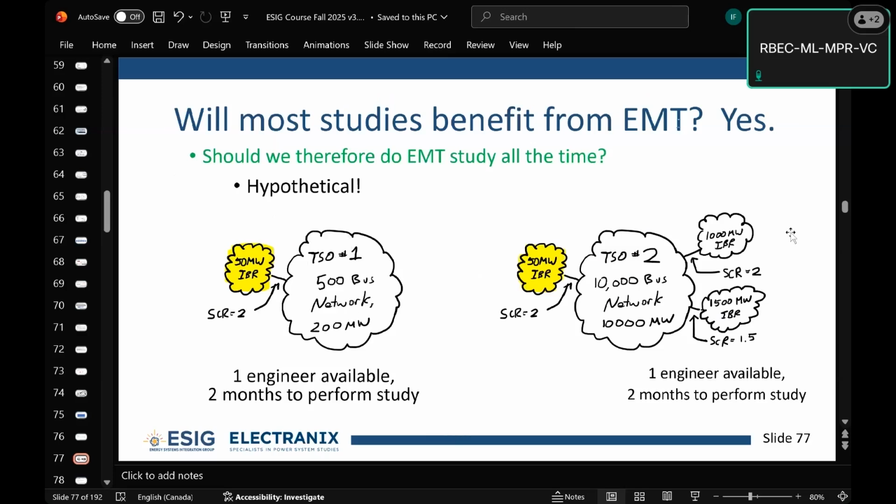We're going to go to TSO number 2. The same plant is connecting in with the same short circuit ratio, 50 megawatt IBR, short circuit ratio of 2. They also have a 1,000 megawatt IBR with a short circuit ratio of 2, and a 1,500 megawatt IBR with a short circuit ratio of 1.5, a much bigger system, 10,000 bus, and one engineer available, and 2 months to perform a study.